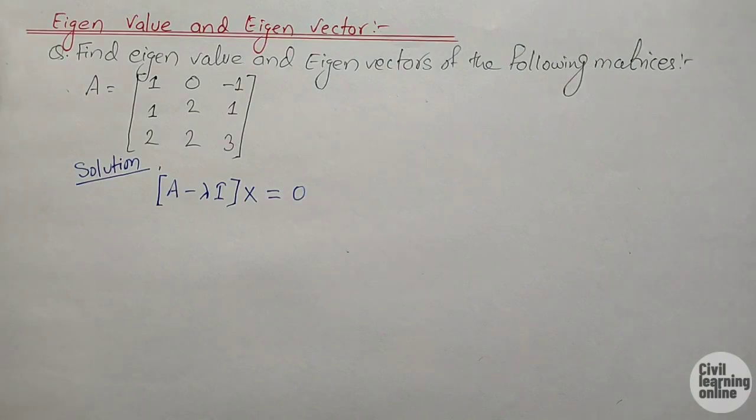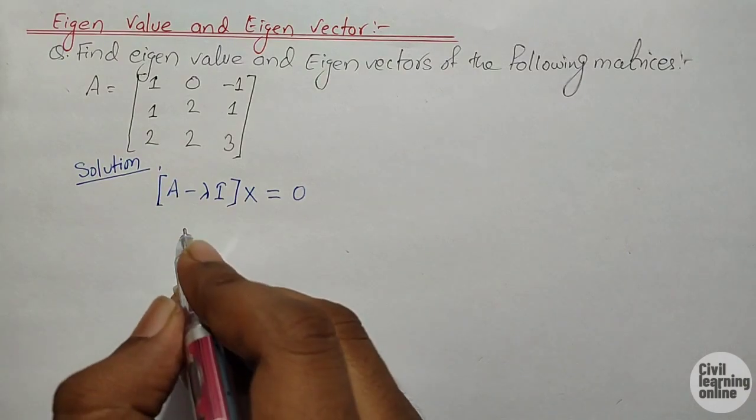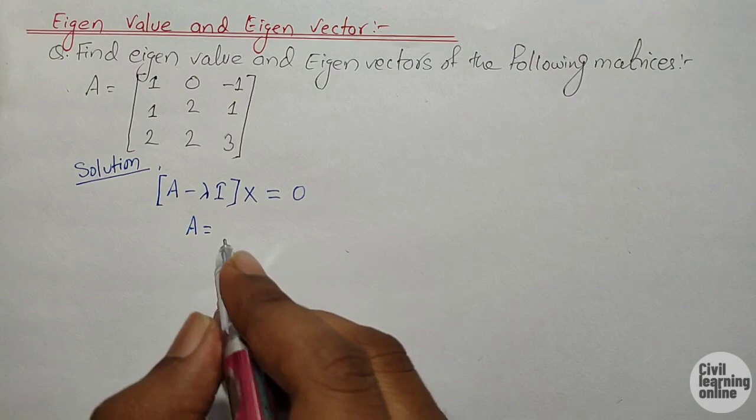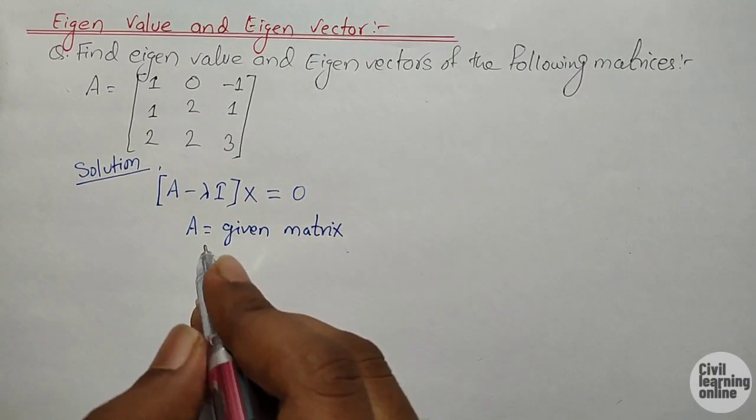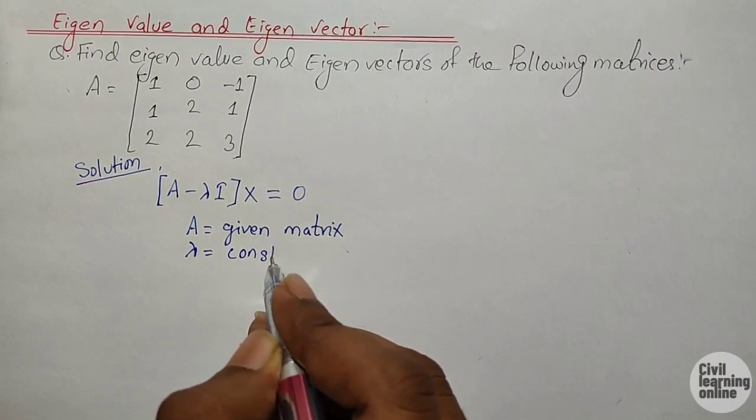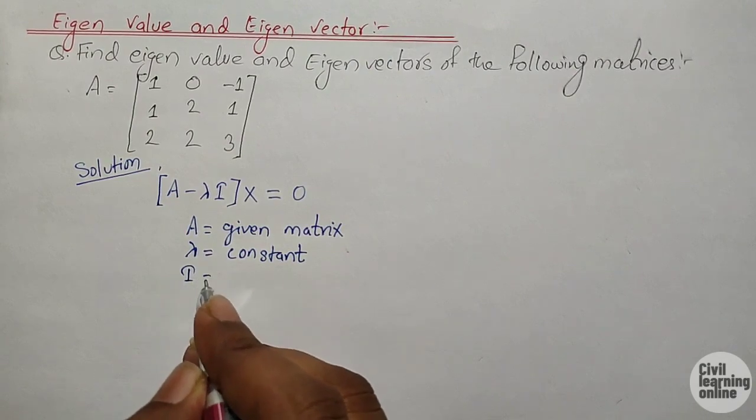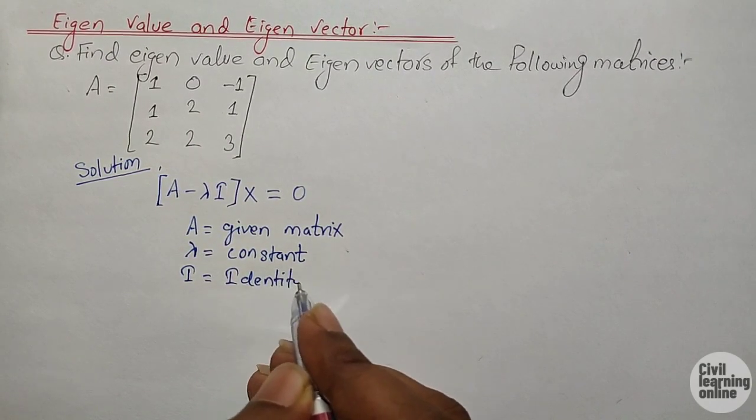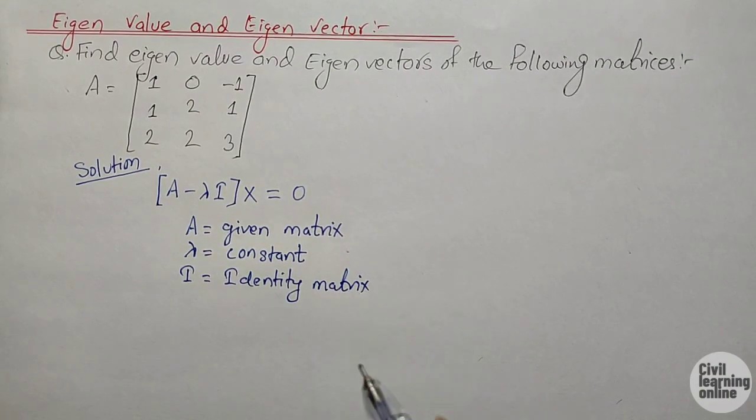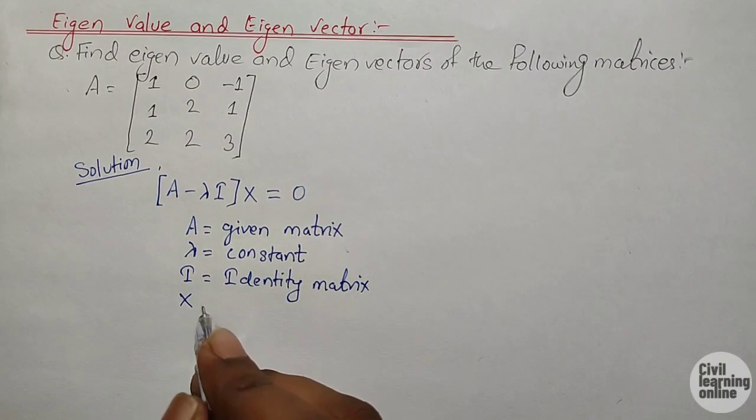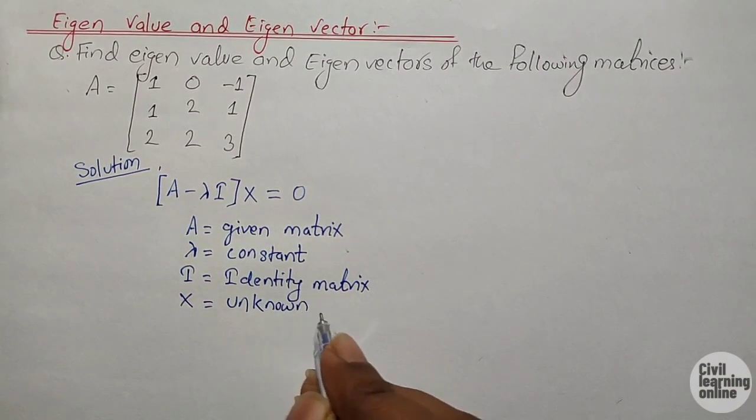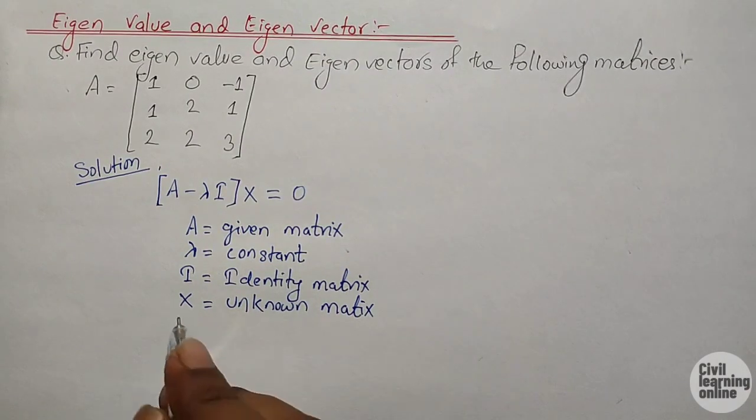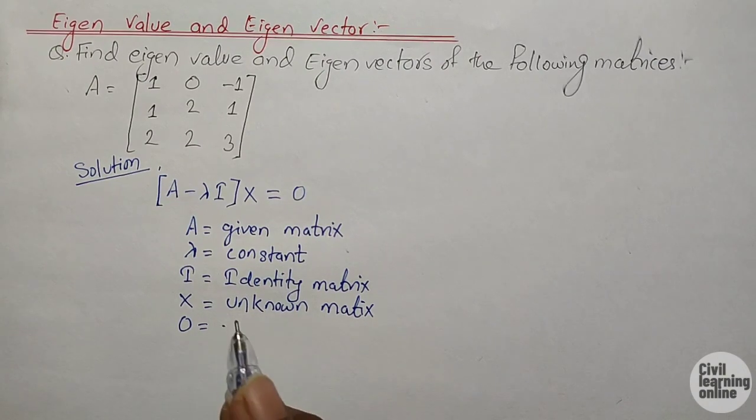Now guys, the time is to know what these variables represent. Here A represents the given matrix. Similarly, lambda is a constant. I is our identity matrix. Identity matrices are those whose diagonal elements are unity and all the other elements are zero. X is our unknown matrix for which we need to find the value. And this 0 represents our null matrix, meaning all the elements of this matrix are 0.